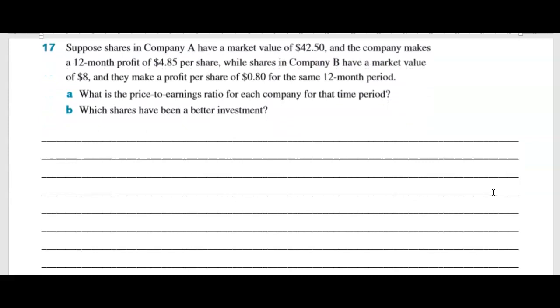All right, so suppose shares in company A have a market value of $42.50. I'm just highlighting all the important bits of information. And the company makes a 12-month profit of $4.85 per share. And the other one I'll put in yellow, company B is $8 and a profit of 80 cents. So question A, the price to earnings ratio. Price to earnings ratio is the cost, so for company A, it's $42.50 divided by the profit, so $4.85. I'll just do that on the calculator.